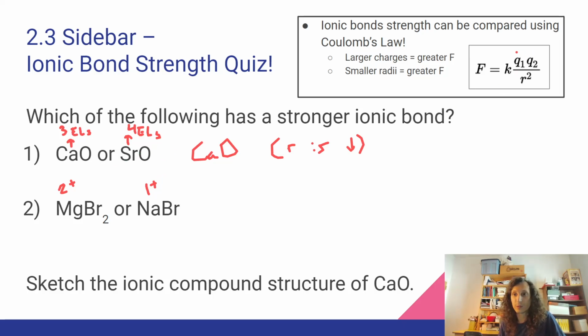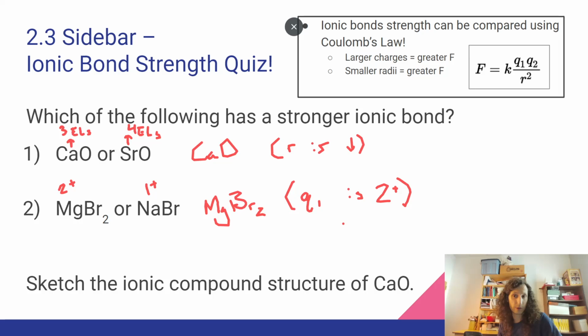So for that example, it wasn't about the Q, right? For that example, it was more about the radius. But for this example, it's more about the Q. The fact that magnesium bromide is going to be stronger is mainly because Q1, the charge of that cation, is 2+ instead of 1+. When in doubt, if the radius and charge don't agree with each other, the charge being different should trump the radius.